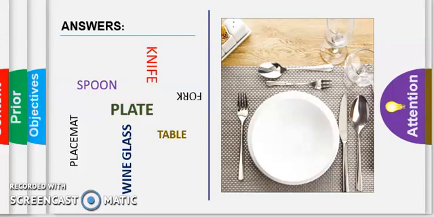Okay, we will have a simple gaining attention activity. Based on the given picture, what table appointments or tablewares are you familiar with? Most of your answers are placemat, spoon, knife, fork, wine glass, table, and a plate. On the said picture, we can see a table set up with corresponding table appointments. All of those utensils there have a correct name.